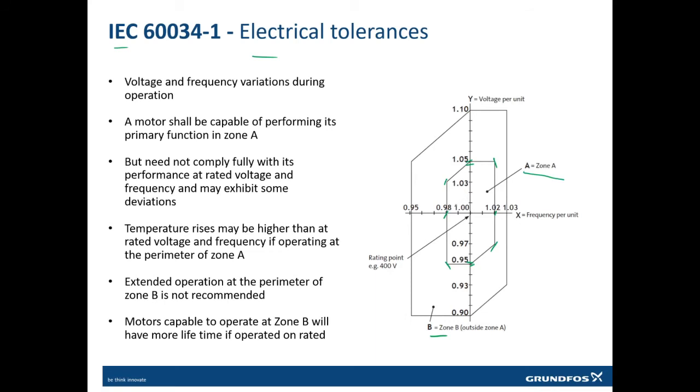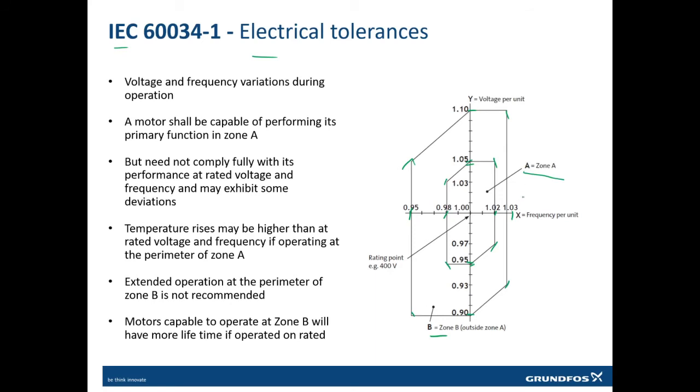Now some manufacturers also make zone B motors. Zone B motors mean that you can go 10% plus and 10% minus on voltage. That means you have more area of error or more flexibility, and plus 3% and minus 5% on frequency. So you have a bigger area under this graph, and you have a bigger area of error in zone B.